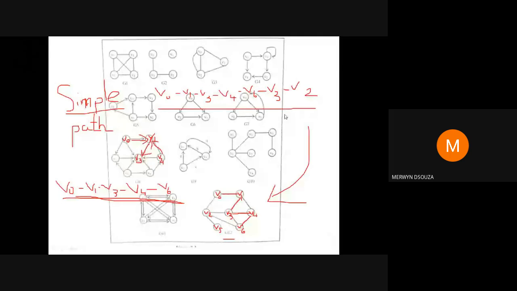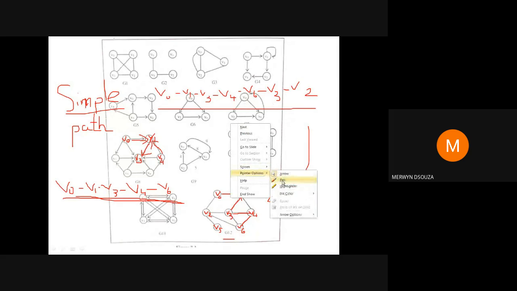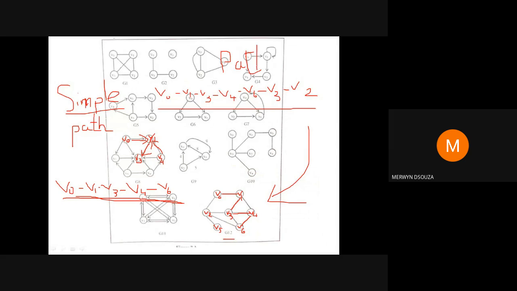Remember that when we are calling for a path, we can have a vertex repeated. So if I ask you whether this is a path, yes, it's a valid path. But if you ask whether it's a simple path, no, it's not a simple path, because V3 is repeating.